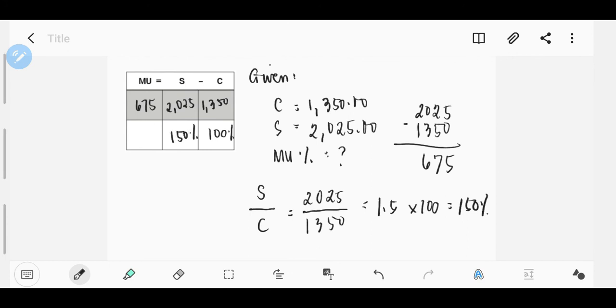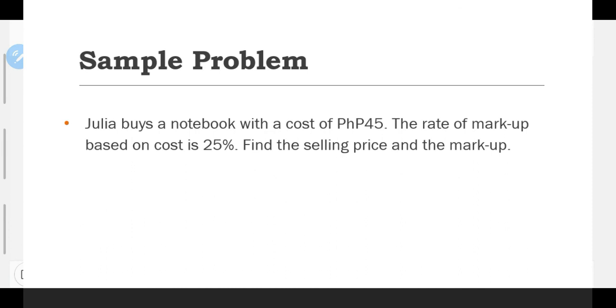And then, magkano yung markup rate? So, 150 minus 100, that is 50%. So, the markup rate is 50%. That is the answer. So, sample problem number 3. Julia buys a notebook with a cost of 45 pesos. The rate of markup based on cost is 25%. Find the selling price and the markup.